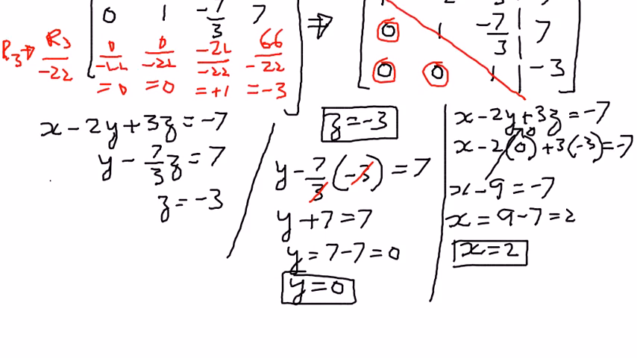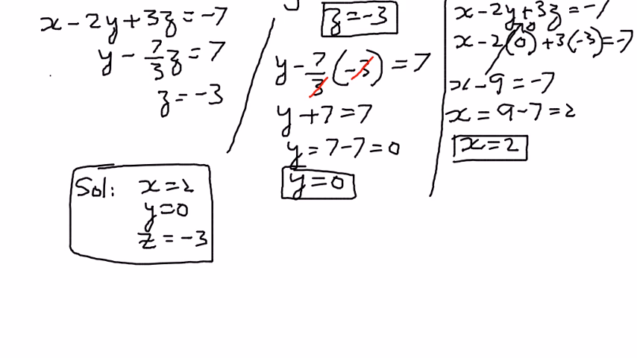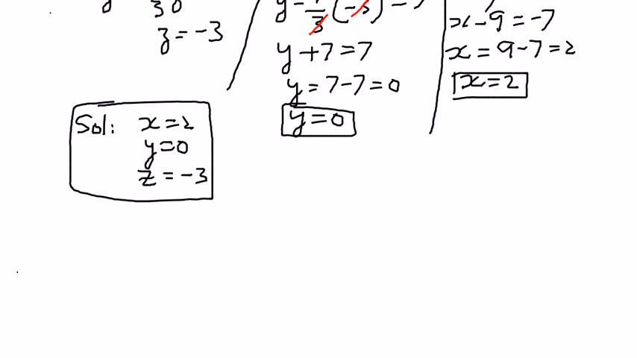We got the solution. So the solution here is x equals 2, y equals 0, and the value of z is equal to negative 3. We can check our work by going back and substituting it into the given equations. We can check any one of those equations, and we'll see that the values we have on the left hand side will be exactly equal to the values we have on the right hand side.